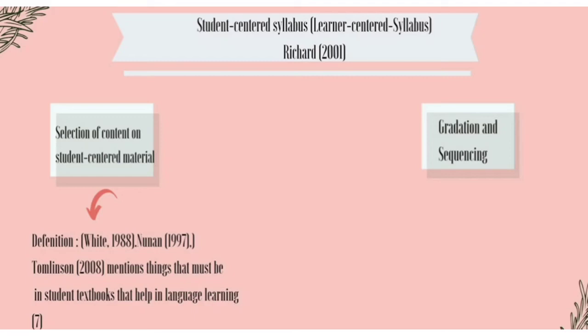Tomlinson 2008 mentioned things that must be in students' textbooks that help in language learning. The first is provides multiple experiences with various genres and text types. The second is provide a positive aesthetic experience through graphic design. The third is using multimedia for a richer and more varied language learning. The fourth, helping students to find their own. The fifth, helping students become independent students. The sixth is provides additional material for listening and reading. The last is about helping students personalize and localize language learning.